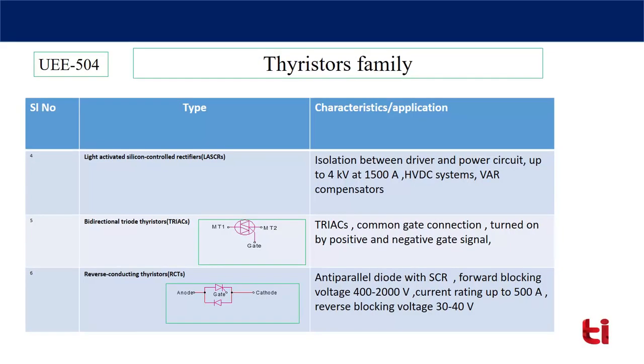Next one, light activated silicon controlled rectifiers. It is nothing but a photothyristor. Whenever isolation between driver and power circuit is required, then this kind of thyristor is used. Available rating of the thyristor is 4 kilovolt and 1.5 kiloampere current. It is generally used in HVDC systems and VAR compensators.